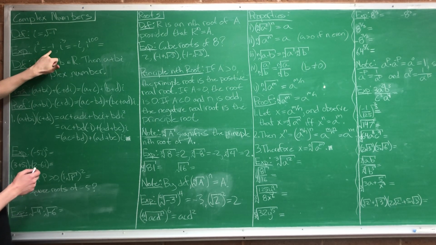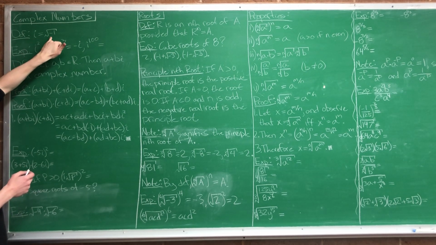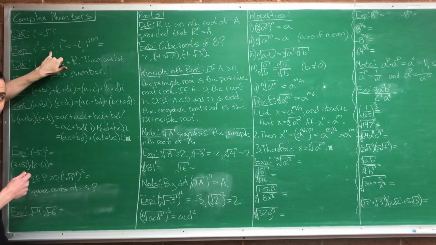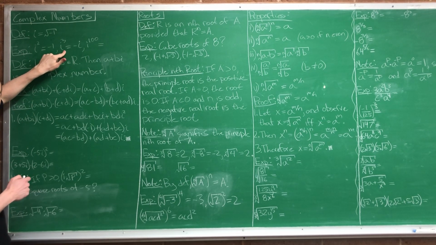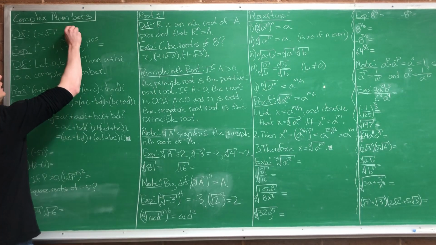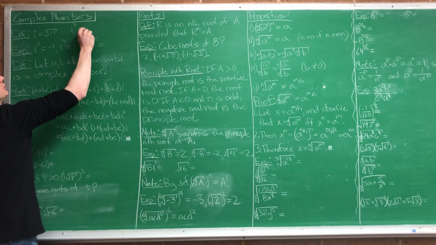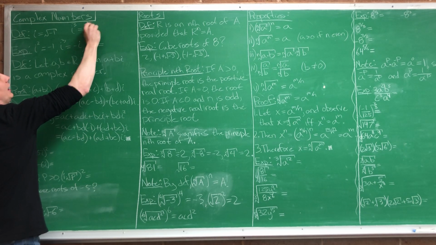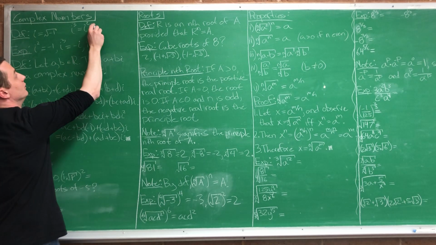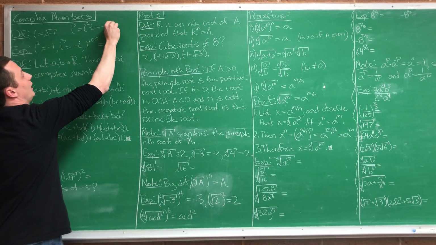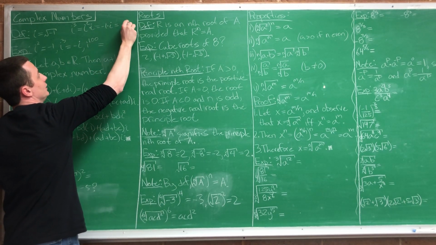Negative 1. If i is equal to the square root of negative 1, then i squared is negative 1. Make sense? So then what's i cubed? Negative i. How'd you do that? So i cubed is equal to i squared times i. But what's i squared? Negative 1. So it's equal to negative 1 times i, which is exactly what we mean by negative i.